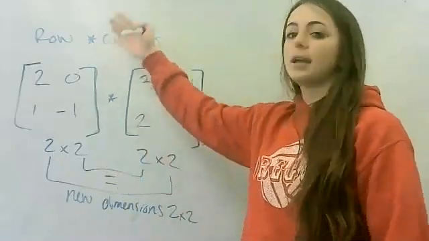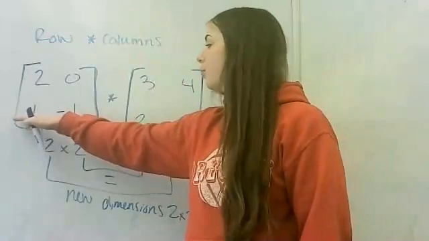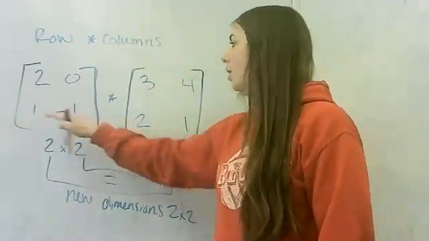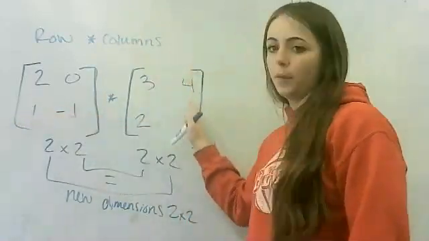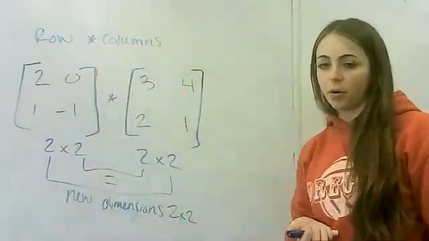Then I would go on to my following row, which here would be row 2, and start that process over again. Row 2 by column 1, row 2 by column 2. And again, I would keep going for every row that I have and every column that I have corresponding with those.